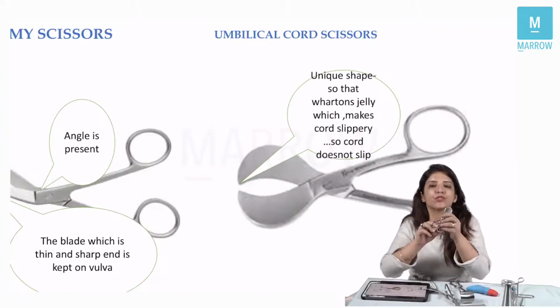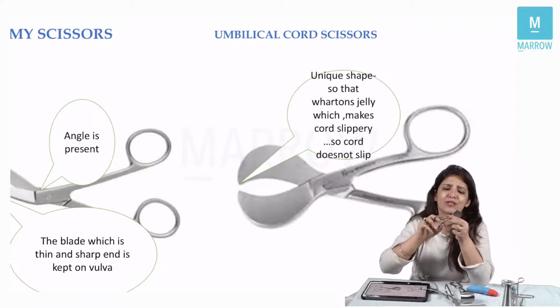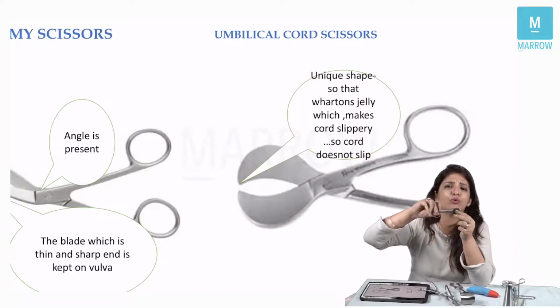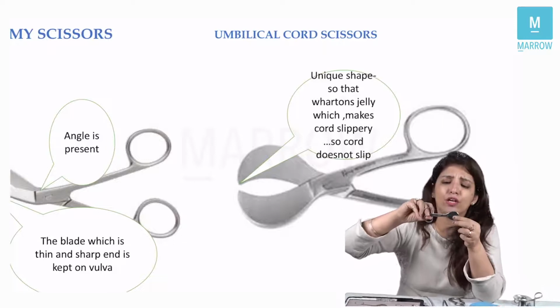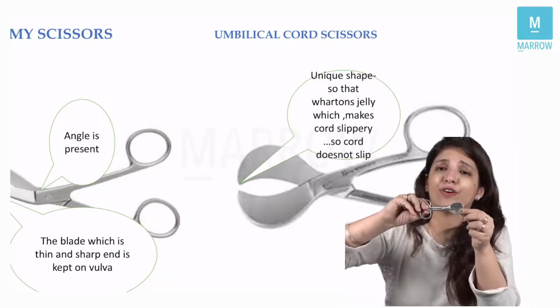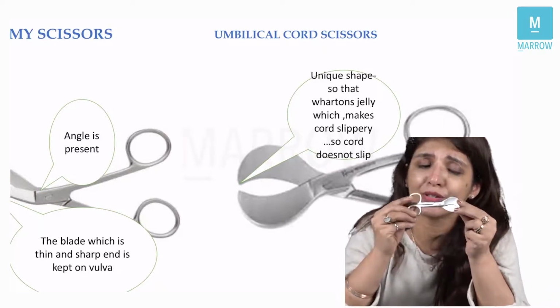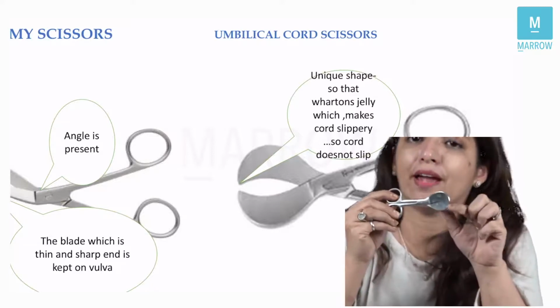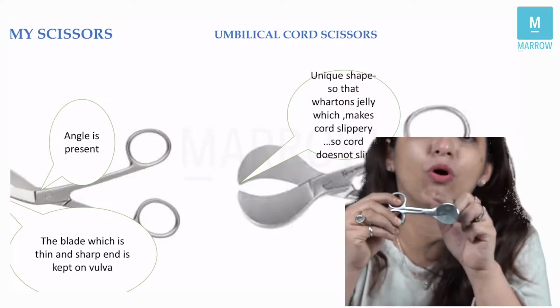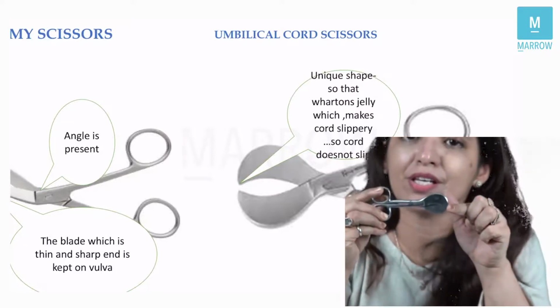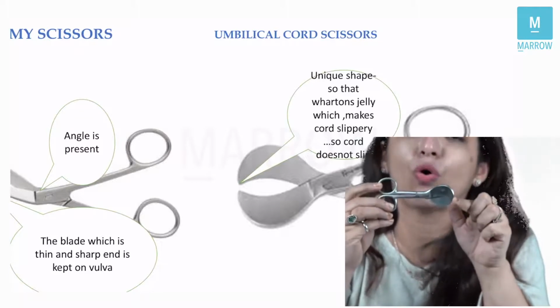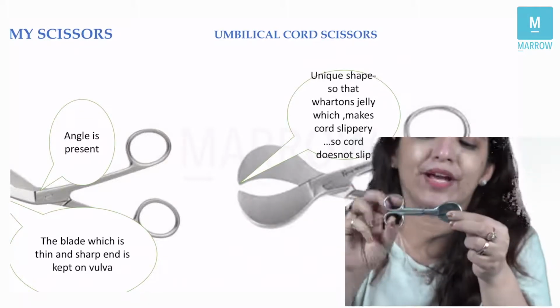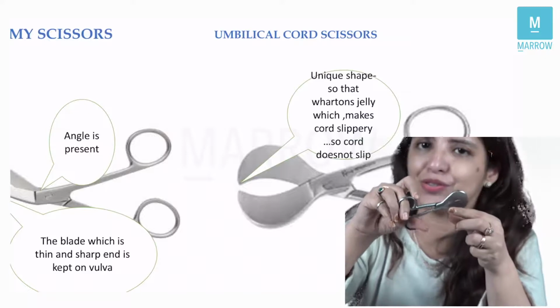The next scissor which I am going to show you is this scissor, a very peculiar scissor. You cannot make a mistake in identifying this scissor. Very small scissor with a coin-like end, right? Rounded coin-like end. This is a cord, umbilical cord cutting scissors, right? It's an umbilical cord cutting scissors.